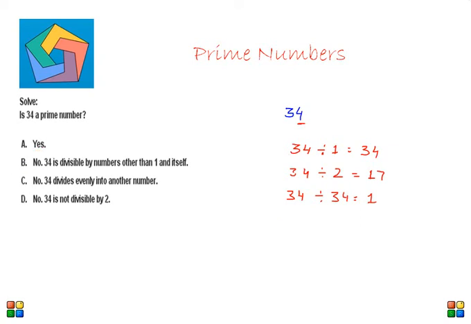Okay, the answer is no, but again we have 3 options stating no. We need to be very careful with the explanations given. 34 is divisible by numbers other than 1 and itself. Okay, it seems to be an appropriate answer, but let's have a look at the others as well. No, 34 divides evenly into another number. Okay. And D says no, 34 is not divisible by 2. So we find that the first seems to be the most correct answer.